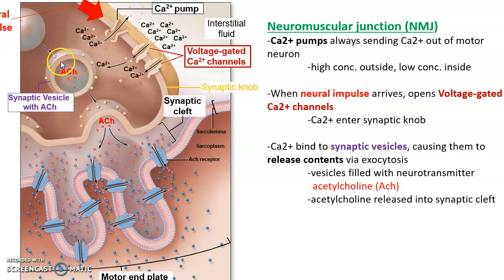When they bind to the synaptic vesicles, this triggers the vesicles to engage in exocytosis, to travel to the surface of the synaptic bulb, fuse with it, and release the acetylcholine into the synaptic cleft. So again, calcium ions flood in, bind to the synaptic vesicles, which then release via exocytosis the acetylcholine into the synaptic cleft.